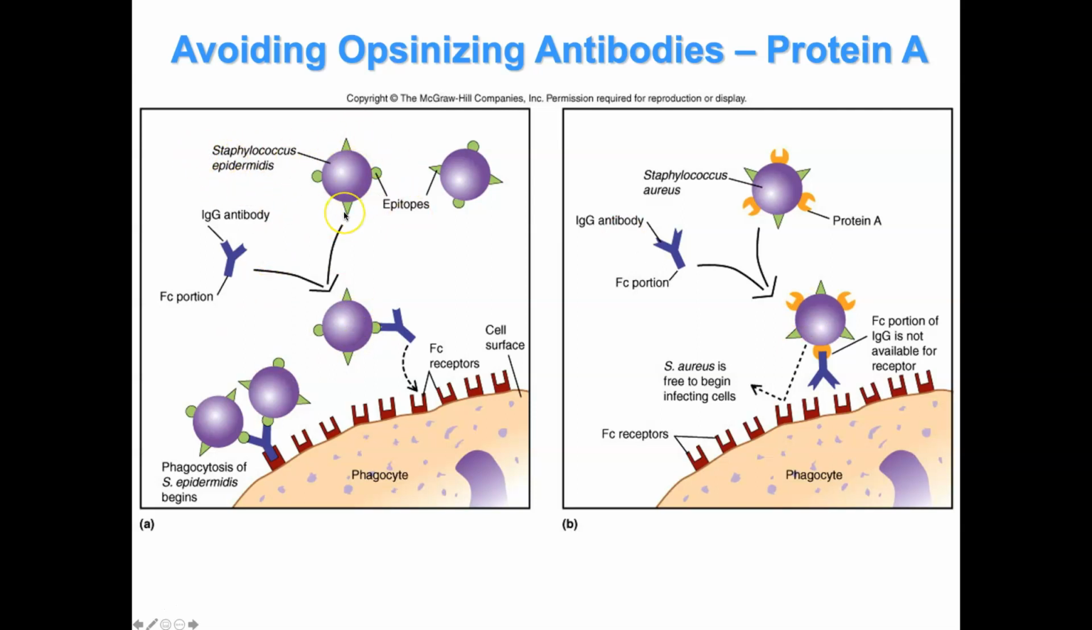Whereas here on the left, we see our little friend Staphylococcus epidermidis. It has its epitopes. The antibody will work as it was intended to. Here's my IgG antibody. It's going to bind the epitope the way that it should, and it brings it back to the phagocyte where it will bind to the phagocyte at the Fc portion of the antibody.